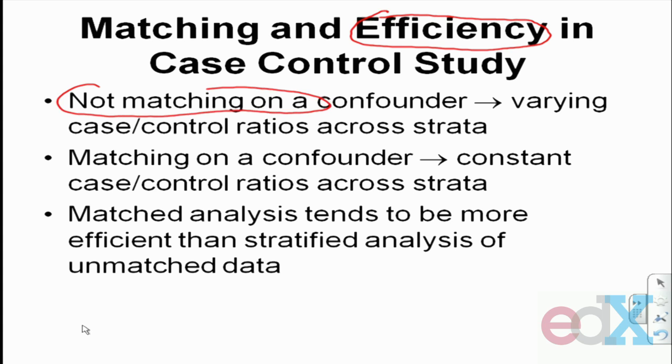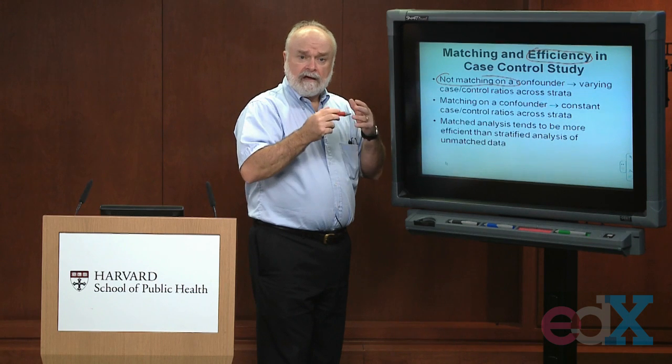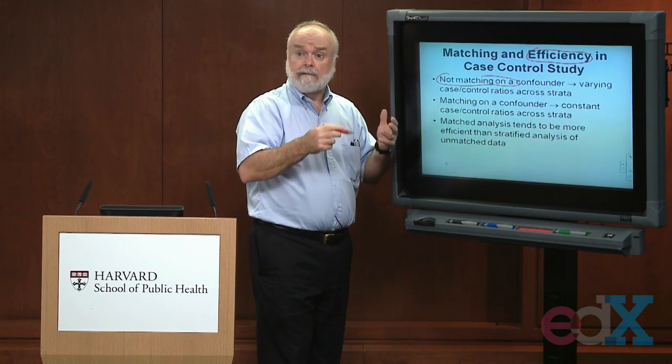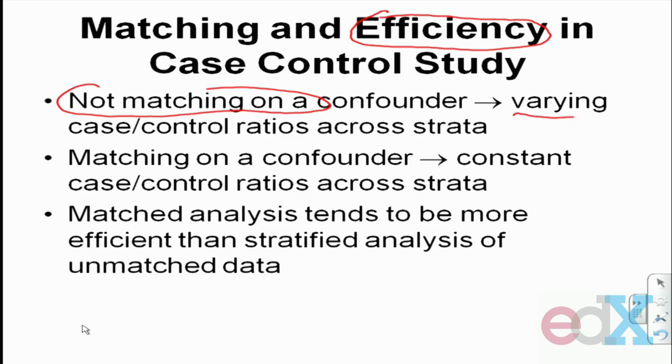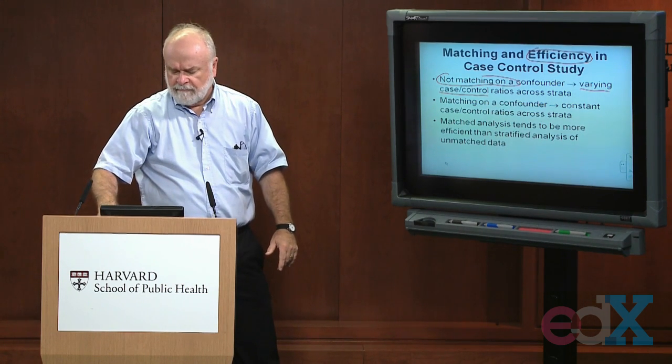And let's suppose you're going to adjust via stratification like we talked about last week. And what's going to happen, because a confounder is related to the outcome, it's an independent risk factor, you're expecting to see varying case control ratios across your strata. What do I mean by that? Let me try to draw something out for you.